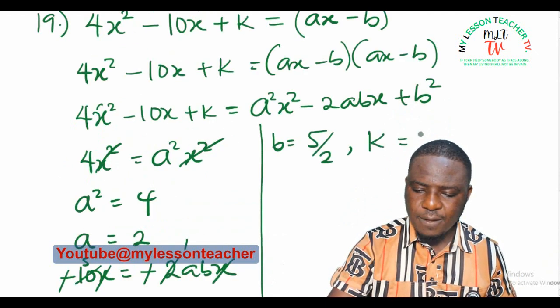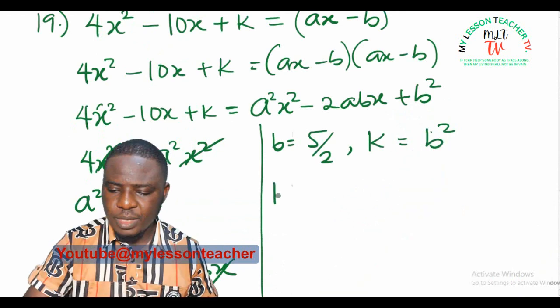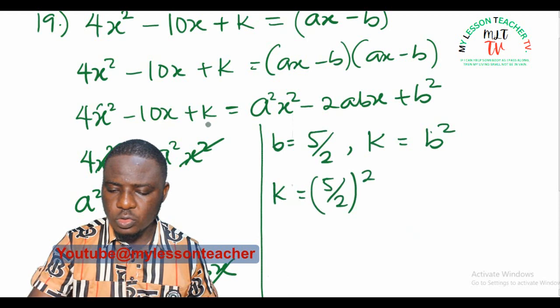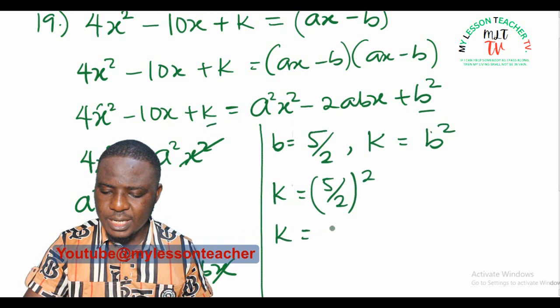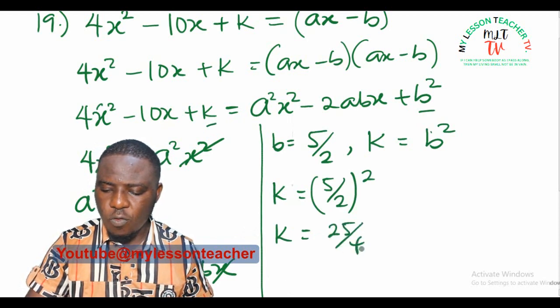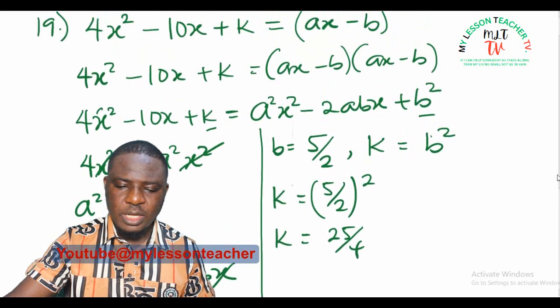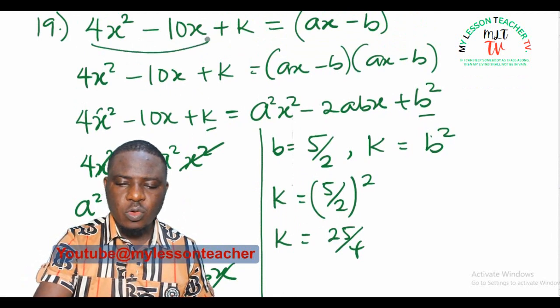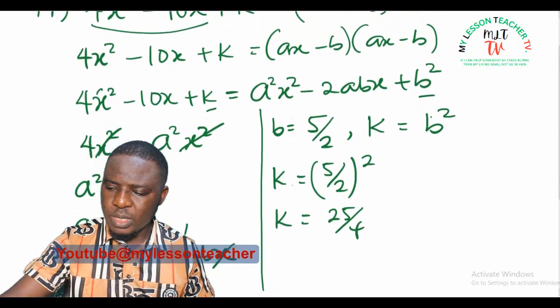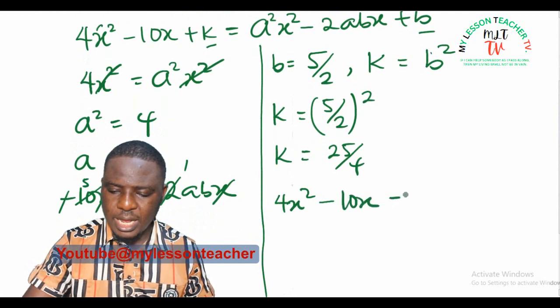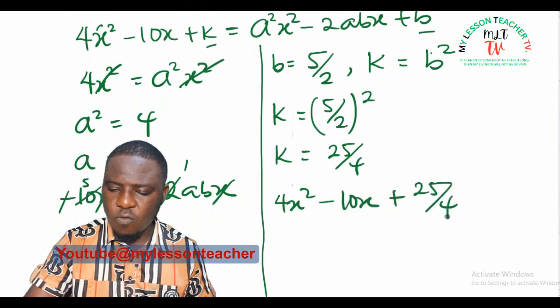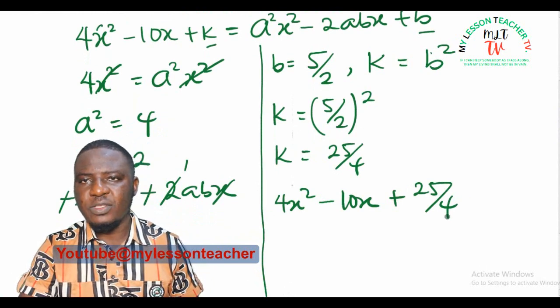And we have it that k is equal to b squared. It therefore means that k is 5 over 2 all squared when you compare the third terms. So we have it that k is equal to 25 over 4. It therefore means that 25 over 4 is that term that must be added to 4x squared minus 10x to make it a perfect square. So if we have 4x squared minus 10x, you must add 25 over 4 for it to be a perfect square.